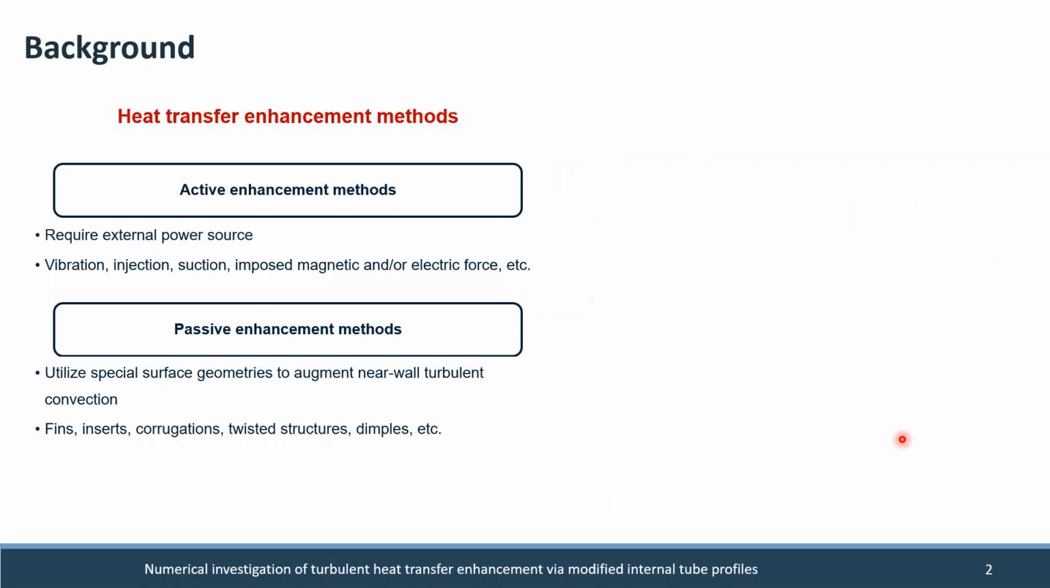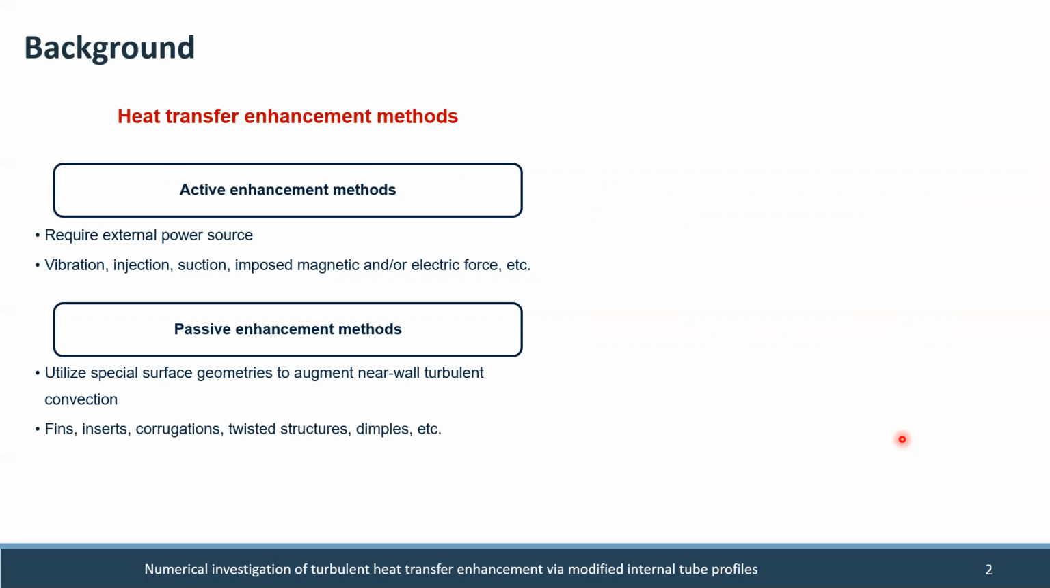We want to increase the heat transfer. The heat transfer enhancement methods can be categorized into two different categories: active enhancement methods and passive enhancement methods. Active enhancement methods require an external power source. For example, vibration, injection, suction, imposed magnetic and or electric force, and etc.